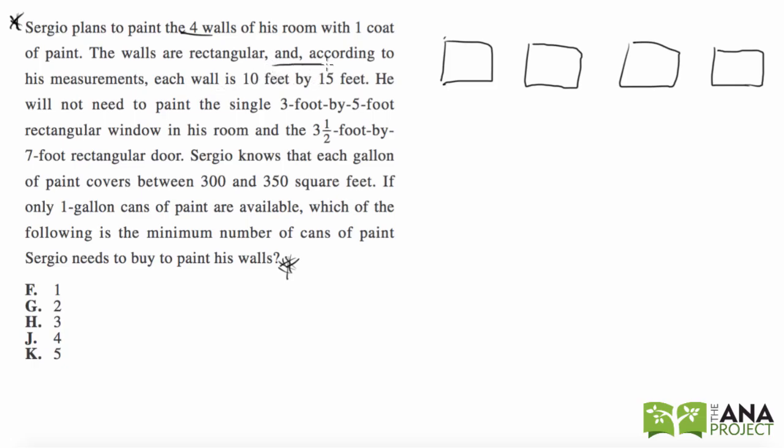Okay, when we're given a measurement 10 by 15, I'm going to anticipate that this is going to have to do with area. So if each of these are 10 by 15, what's the area? 10 times 15, or 15 times 10, that's 150 square feet. Each wall is 150 square feet.